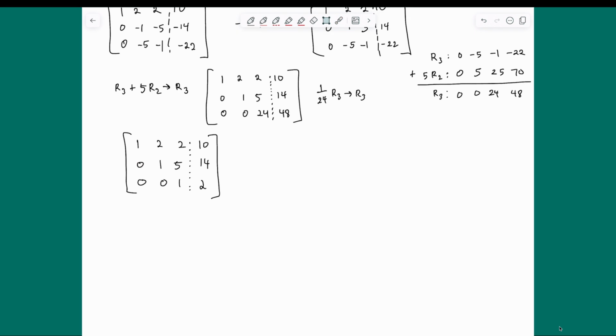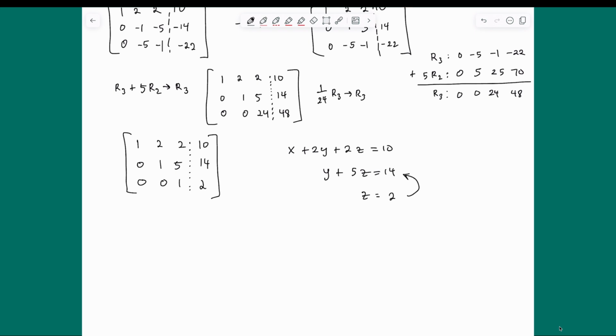Okay, so we got our row echelon form matrix because we have ones down the diagonal and zeros below the diagonal. Now that we have it in row echelon form, let's rewrite the new system. So we have x plus 2y plus 2z equals 10. Then we have 0x plus y plus 5z equals 14. And then we have z equals 2.